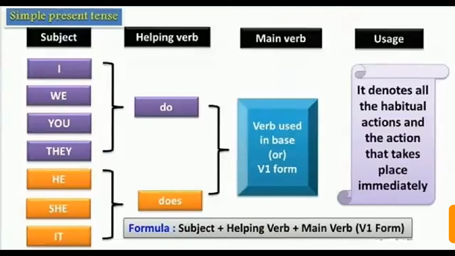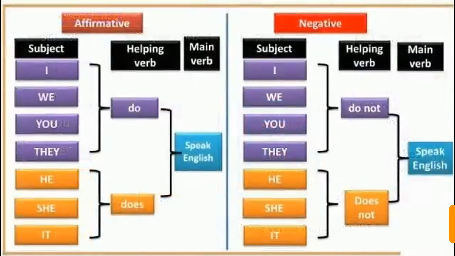Okay, then in affirmative sentences, affirmative meaning the simple sentences, if the subject is I, we, you, they, then the helping verb will be do and the main verb will be there. Then if the subject is he, she and it, then the helping verb will be does and the main verb in its first form will be used.